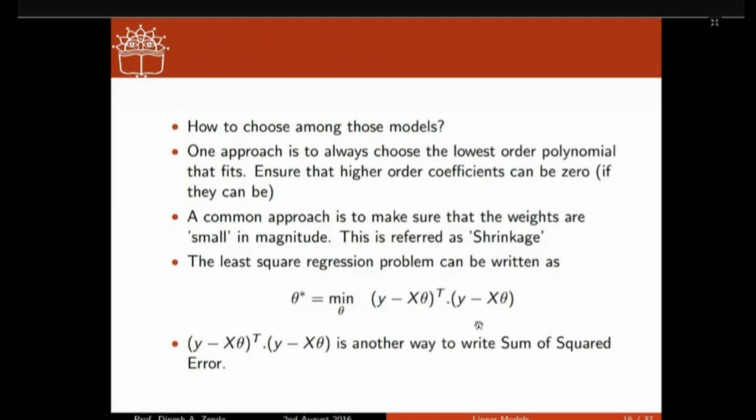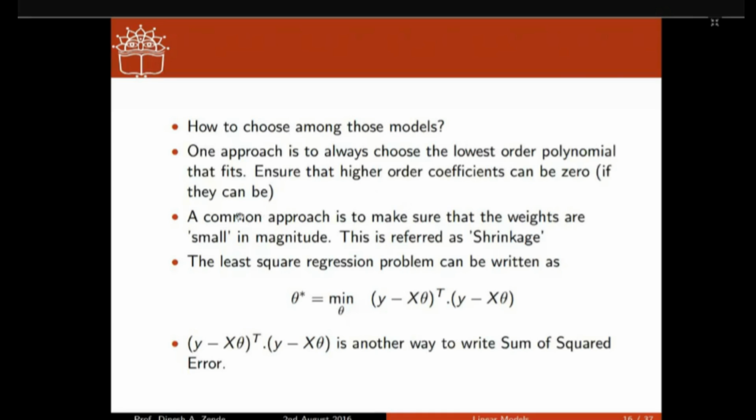How to choose among these models, we can cover even later. Let us have some introduction now and cover it in the next session. There are many approaches, but one way is to choose the lowest order polynomial. If you have terms with higher order polynomials, you can skip them and choose the terms with lower order polynomials. The higher order coefficients can be made 0. Ultimately, they can even be eliminated.